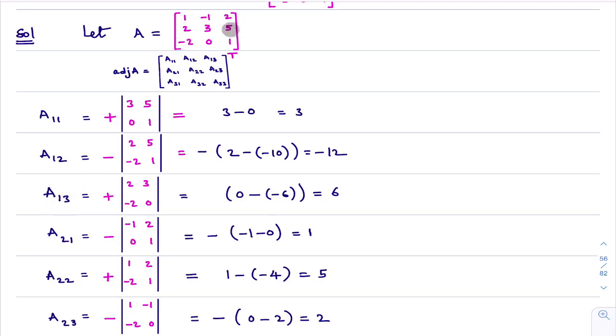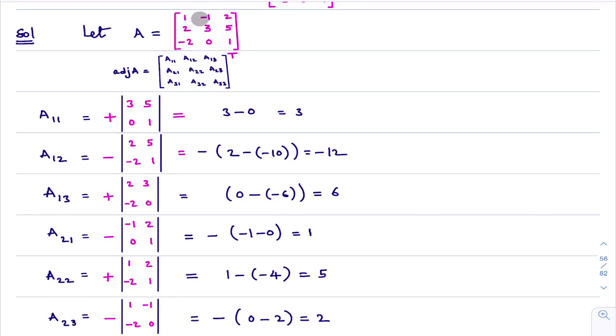Delete first row third column, determinant of 2 3 minus 2 0. Like that. See, A23, the minor of this element is what? The minor of this element is the determinant obtained by deleting the second row and third column. Delete the second row, third column.